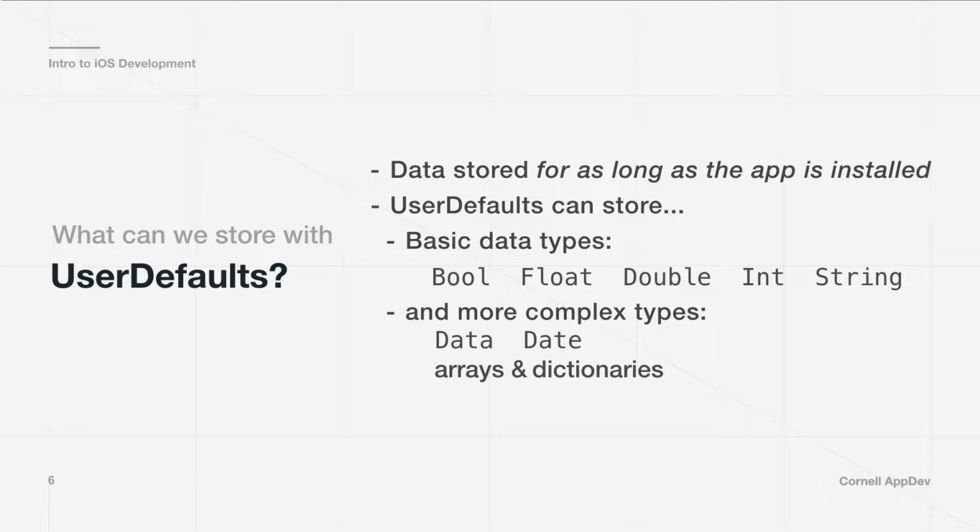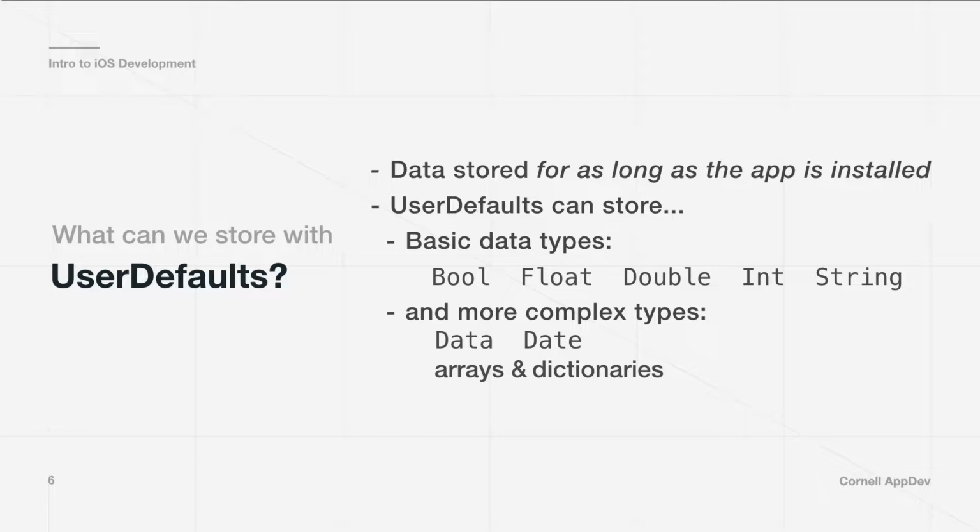So user defaults can be used to store a variety of data, and this data is going to be stored for as long as the app is on your phone. So if you were to open an app, change some settings, double tap and swipe up, and then open it again, that data is still there, but if you delete the app entirely off your phone, it'll be gone.